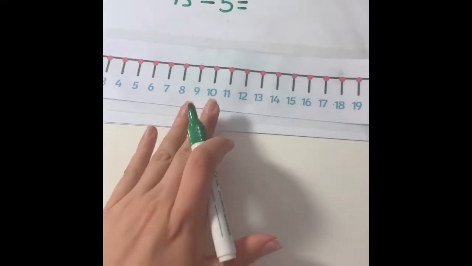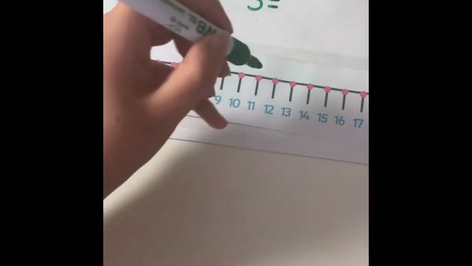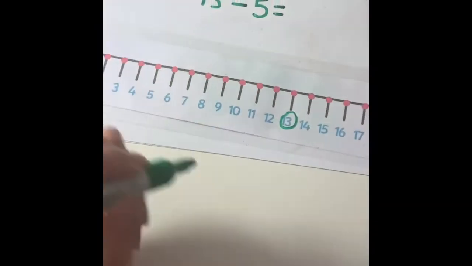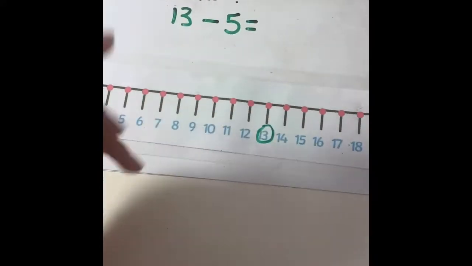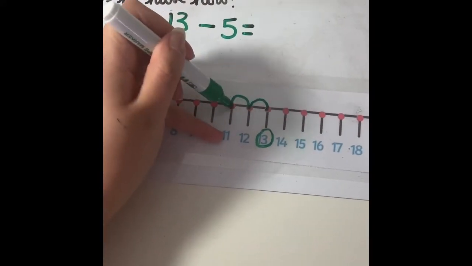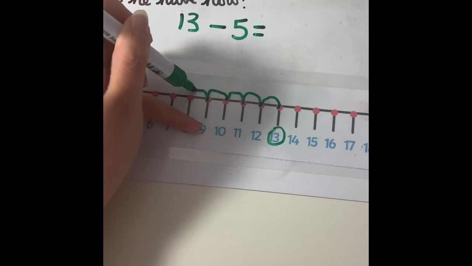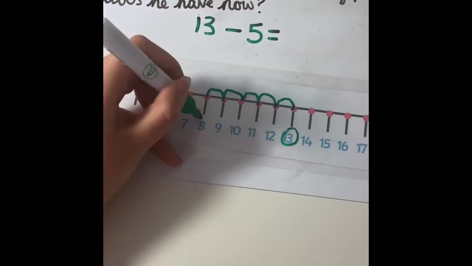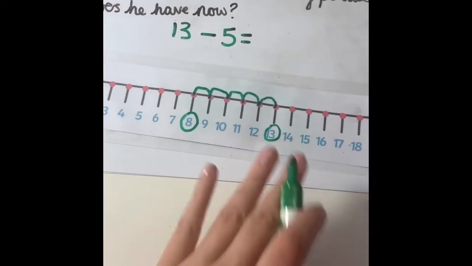Moving on to my number line. Start on your biggest number. Take away 1, 2, 3, 4, 5. And circle the number you land on. What is my answer?